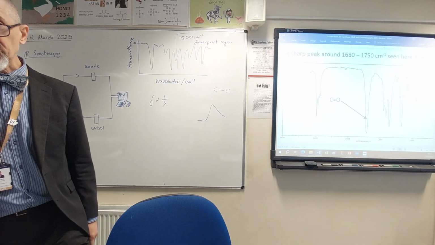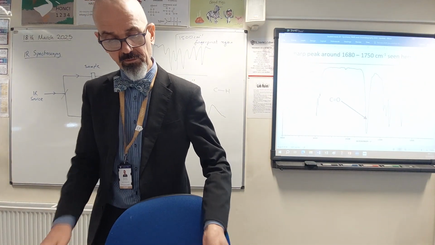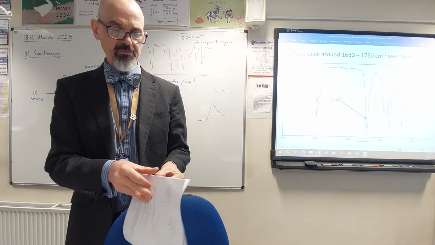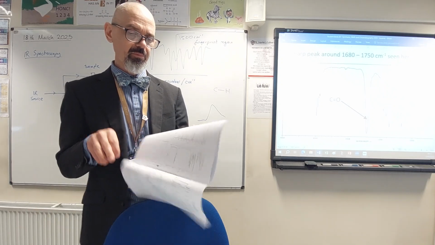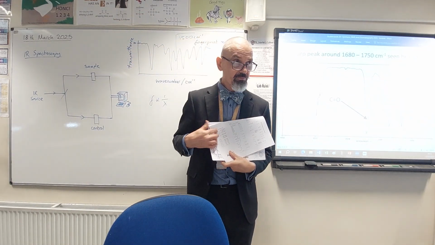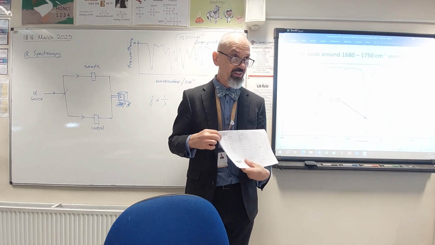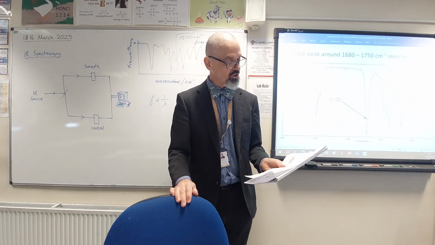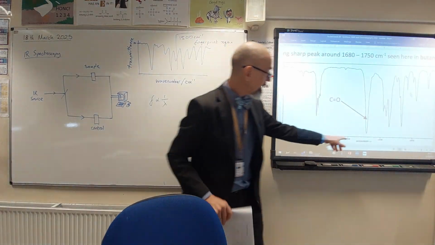The carbon-oxygen double bond. Now, of course, you've got the list of infrared absorptions on the inside of your booklet there, and carbon-oxygen double bond 1680 to 1750, and there it is.